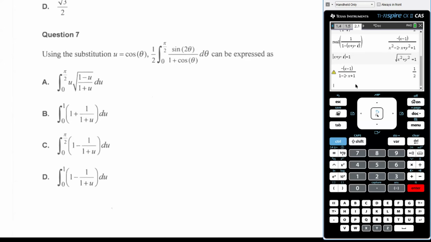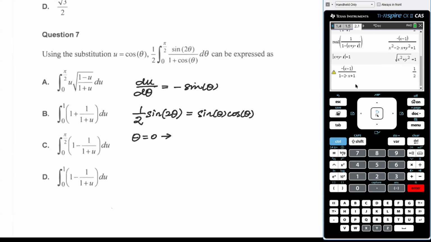Question 7. I think the intended or preferred approach is to demonstrate the process to get the u substitution. So du d theta is minus sine theta. And notice if you take a half multiplied by sine 2 theta, this will be sine theta times cosine theta, by the double angle formula. Also, theta equals 0 gives u equals 1, and theta equals half pi aligns with u equals 0, since cosine half pi is 0.